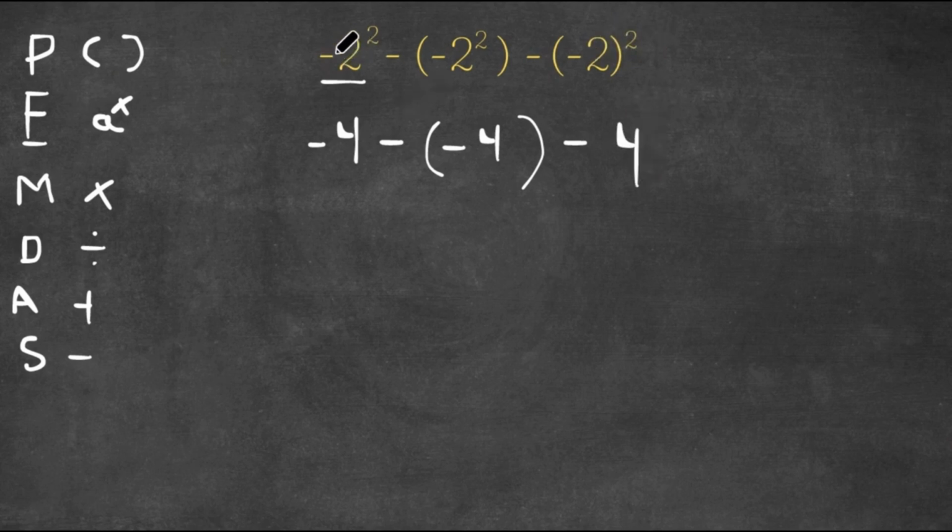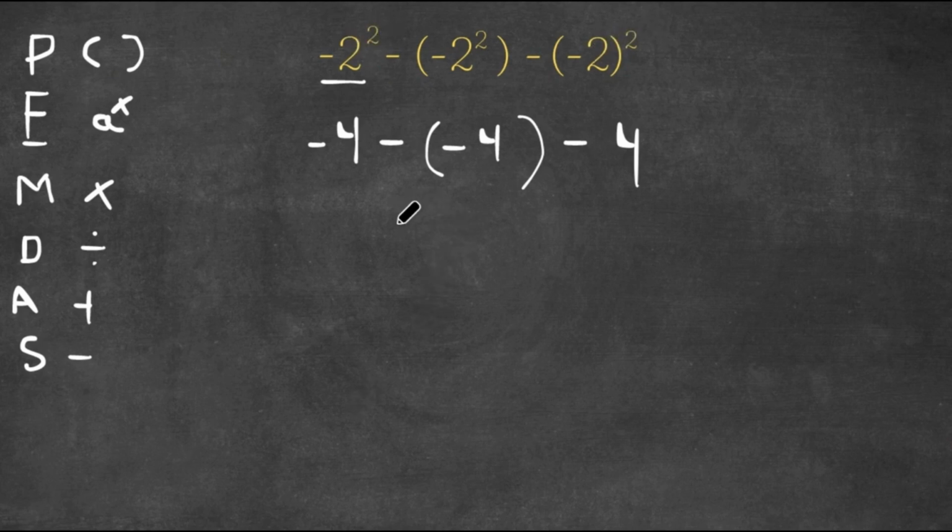And as you can see, in this one, this is negative 4. However, in this one, negative 2 squared, this is simply just positive 4. And that's because the negative sign isn't in the parentheses. There's no parentheses, so the negative sign isn't included with the 2. So this is just normal 2 squared, and this is negative 2 squared.